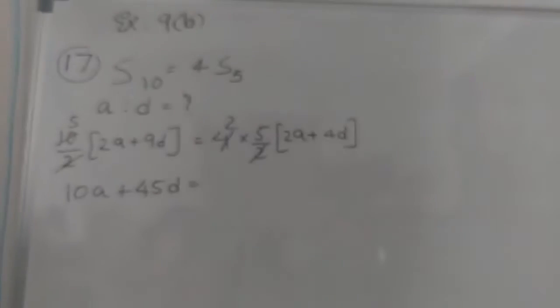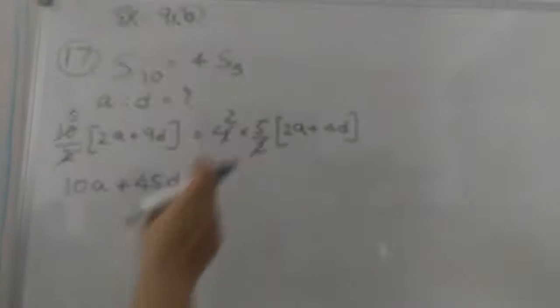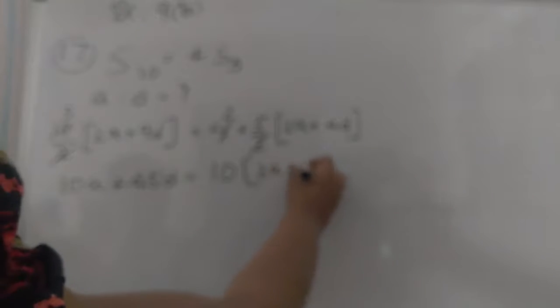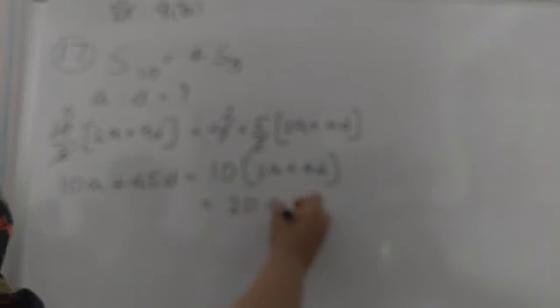On the right-hand side we get 5 times 10, no, 2A plus 4D. Now I multiplied inside: 20A plus 40D. The left-hand side as it is: 10A plus 45D.